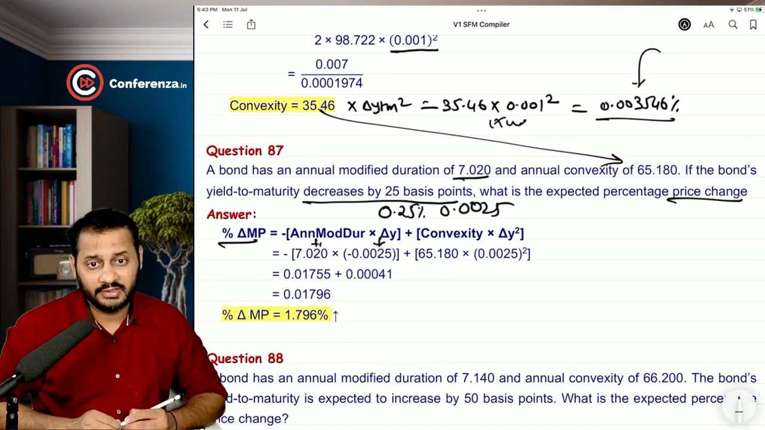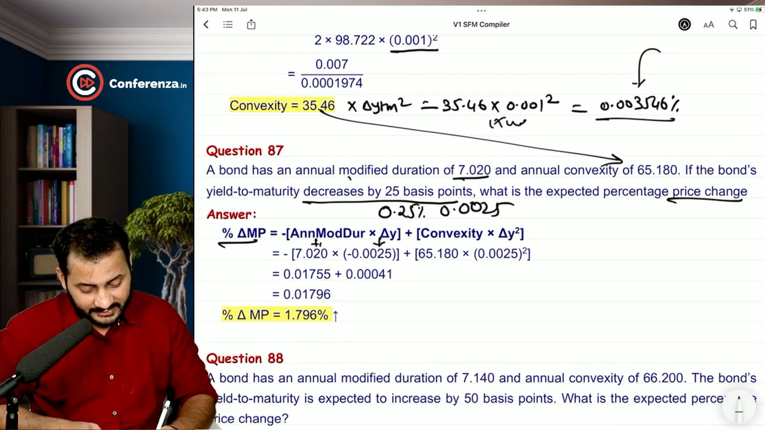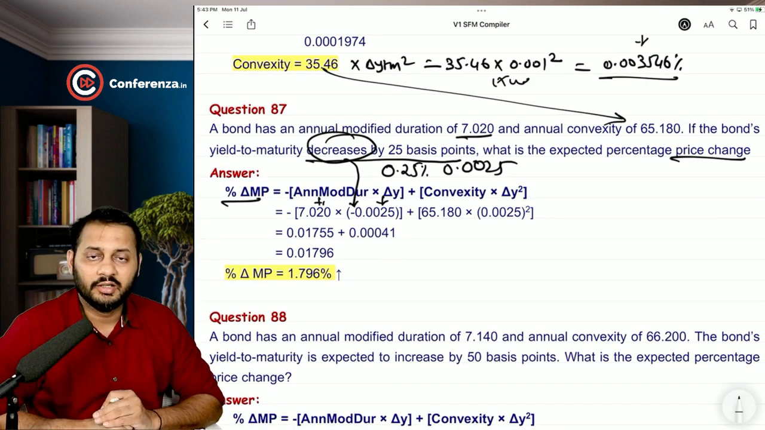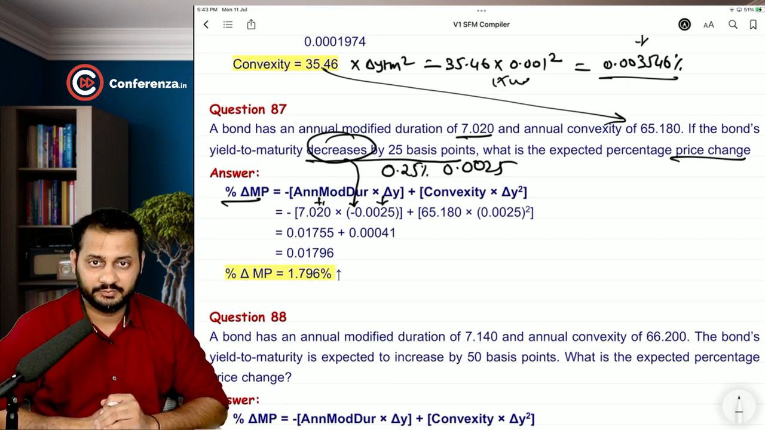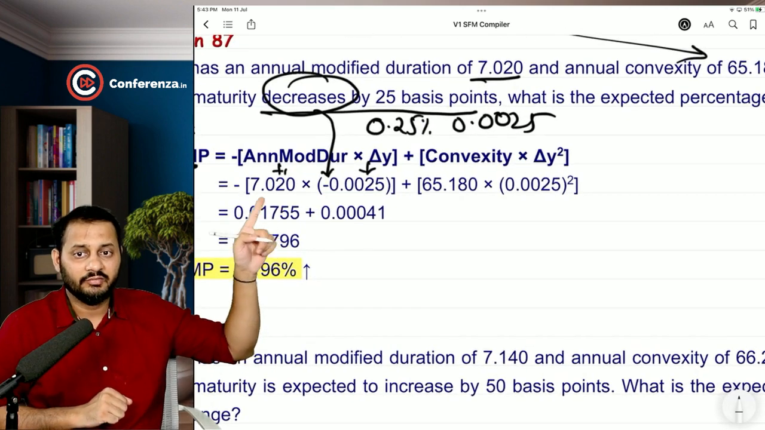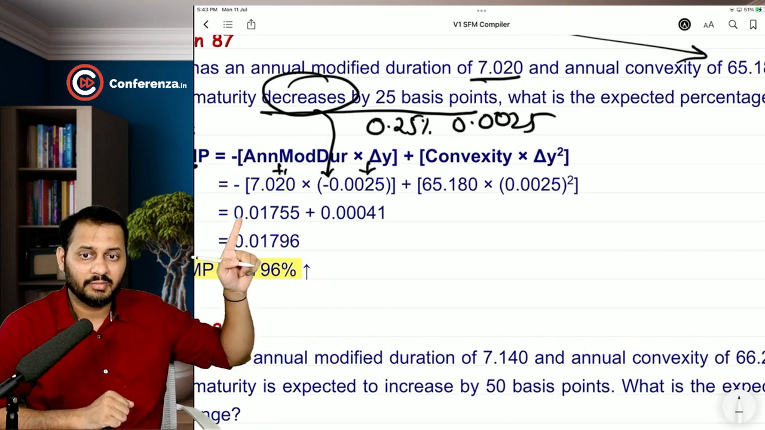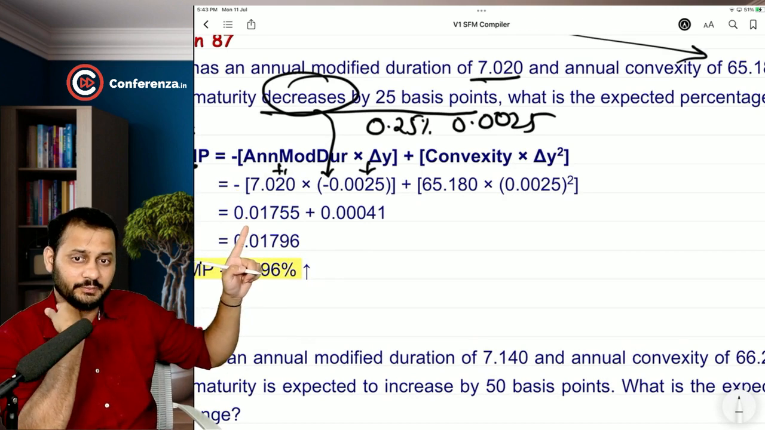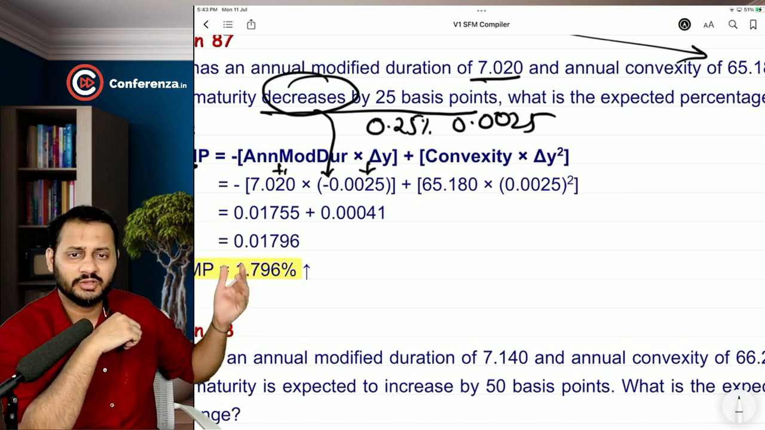And remember one thing, they are saying decreases. If they say decreases, you will have to make sure that you are putting a minus sign while putting change in YTM, because that minus sign will negate this minus sign and the market price will rise by this much of the percent. Okay, so just do the calculation.